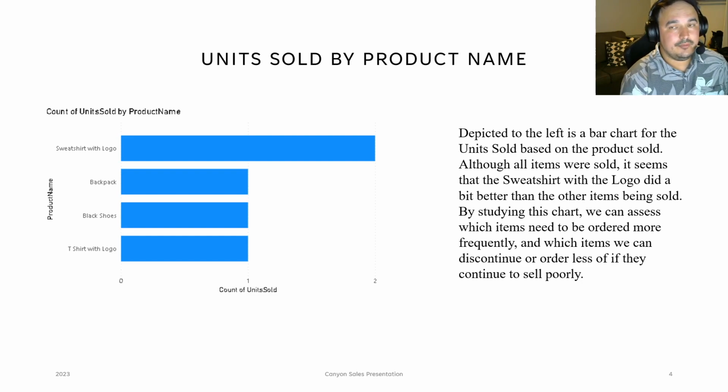So, units sold by product name. Depicted on the left side here is a bar chart for the units sold based on the product sold. Although all items were sold, it seems that the sweatshirt with the logo did a bit better than the other items being sold. By studying this chart, we can assess which items need to be ordered more frequently and which items we can discontinue or order less of if they continue to sell poorly.